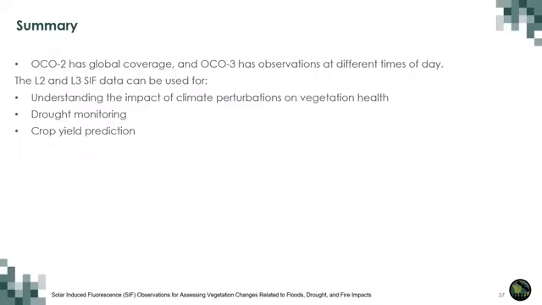So in summary, OCO2 has global coverage, while OCO3 has observations between more or less 52 degrees north-south latitude and at different times of day. OCO3 has an extra observing mode, which is called the SAM mode, the snapshot area mode. And level 2 and level 3 SIF data can be used for understanding or addressing different applications, such as understanding the impact of climate perturbations on vegetation health, drought monitoring, and crop yield prediction.